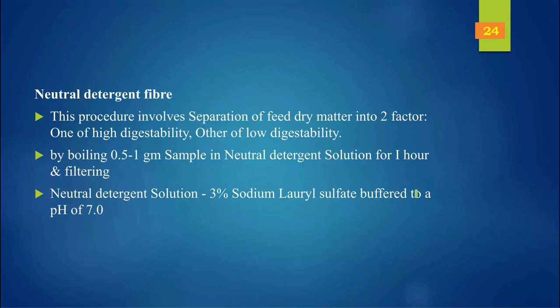Neutral detergent solution is equal to 3% sodium lauryl sulfate, and many of you might have got this sodium lauryl sulfate during COVID-19. It came as a chemical used for disinfection, especially in the case of human beings.